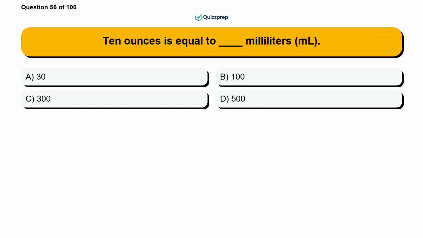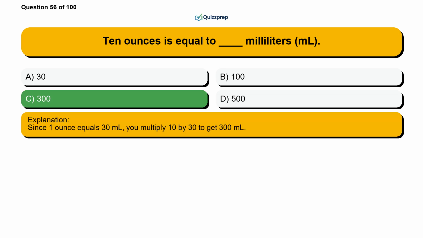Question 56. 10 ounces is equal to blank milliliters, ml. Option A, 30. Option B, 100. Option C, 300. Option D, 500. The correct answer is option C, 300. Since 1 ounce equals 30 ml, you multiply 10 by 30 to get 300 ml.